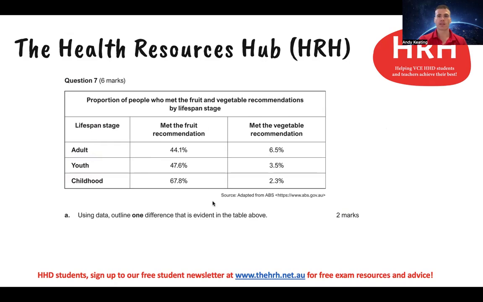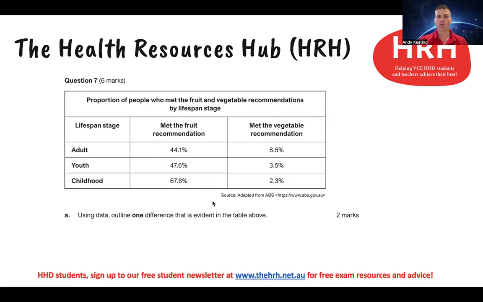Okay, so this is question 7 for the sample exam, and you can see it's worth 6 marks there. They provided you with this stimulus material, a table looking at the proportion of people who met the fruit and vegetable recommendations by lifespan stage. You see that they've got adult, youth, and childhood, and then the percentage that met the fruit recommendation and the percentage that met the vegetable recommendation.